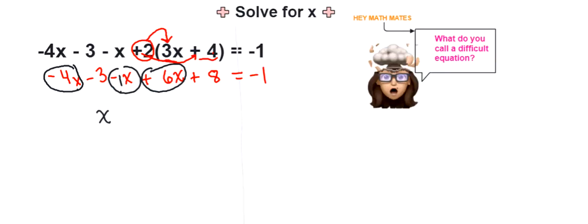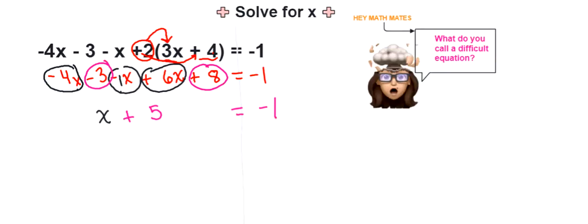Now, let's take a look at the numbers. I've got 3 negatives and 8 positives. The 8 is bigger, so I know my answer has to be positive. 8's bigger than 3. Now, the signs are different, so just subtract the numbers. 8 take away 3 is 5. And now I've got x plus 5 equals -1.